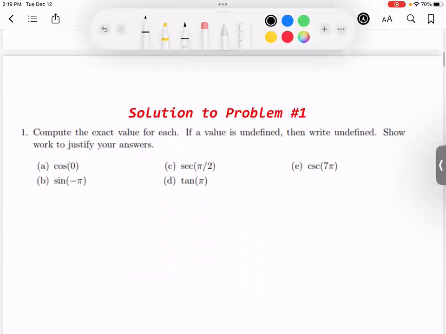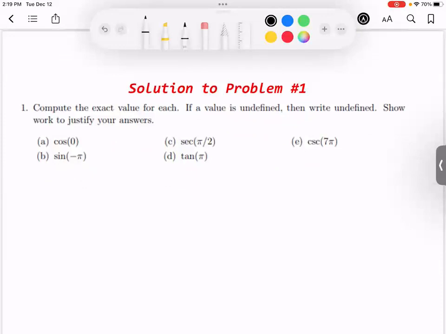So for problem one, it says compute the exact value for each. If a value is undefined, then you write undefined. So whenever we have a value that's undefined, that will be because the ratio will have a division of 0. Okay. And then show your work to justify your answers. So what I would recommend that you do for each parts A through E, is you make a graph, a little sketch. Doesn't have to be the most articulate sketch, but at least a little sketch of understanding.